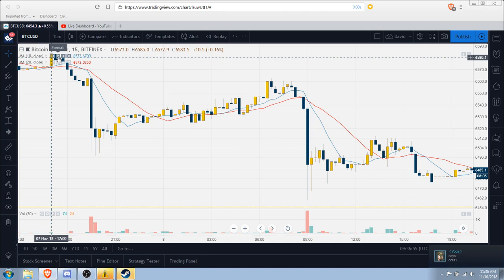In this example, we have the 10 and the 20 period moving averages. We have the blue, which is the 10, and the red, which is the 20.